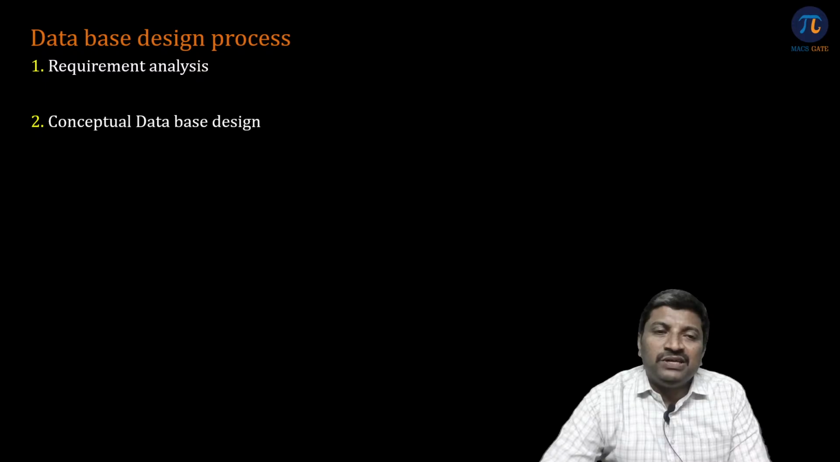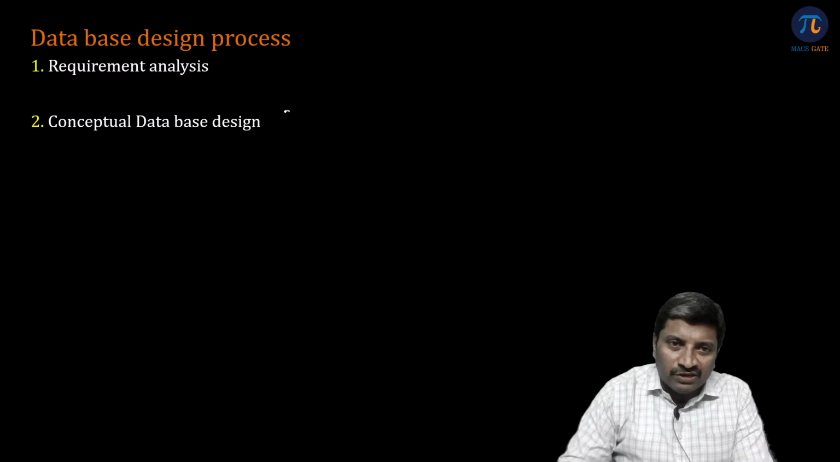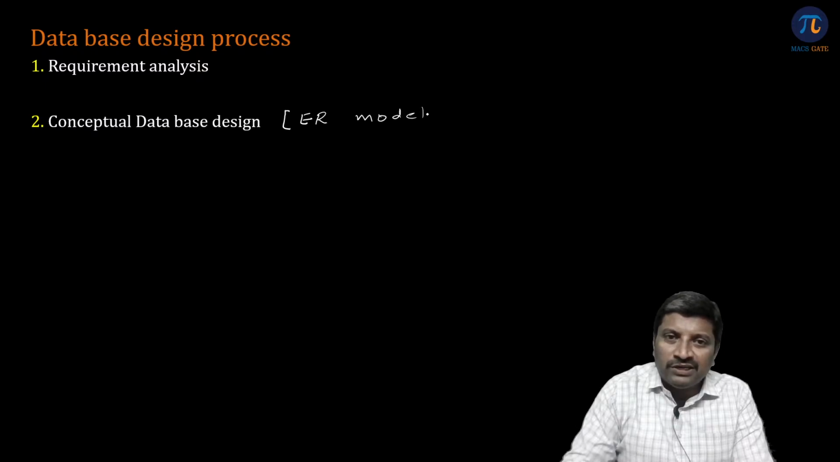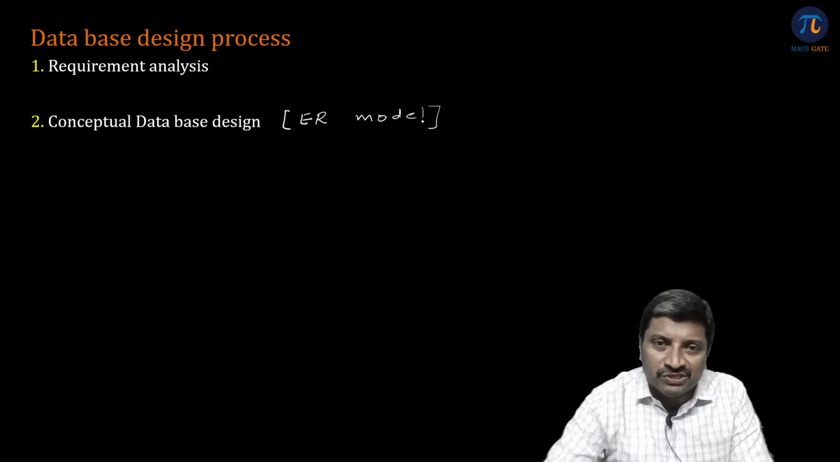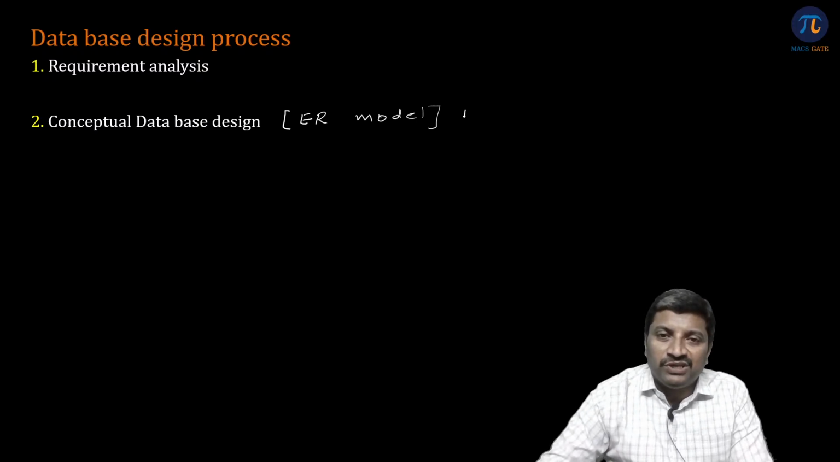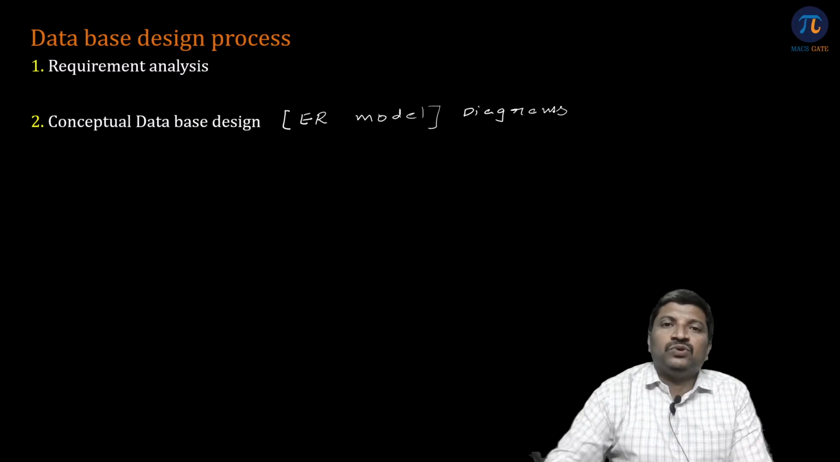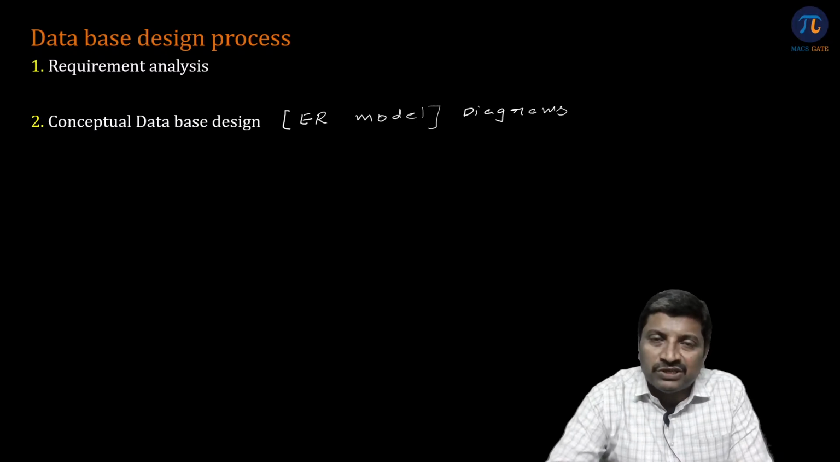The second step is conceptual database design, which is what we call the ER model. In this, we represent the data, that is, the collection of all objects that need to be in our database, in terms of graphs. In general, they are called ER diagrams. In this, we represent all those objects and the relationships between those objects. That is conceptual database design.